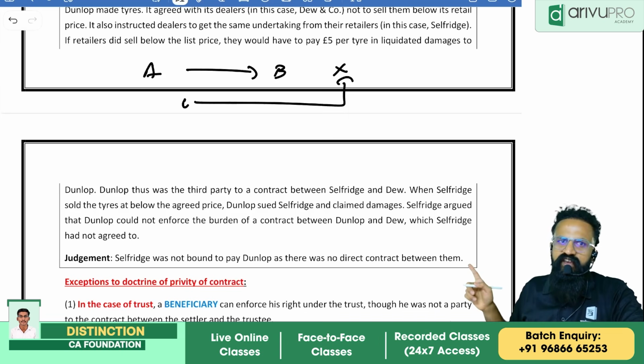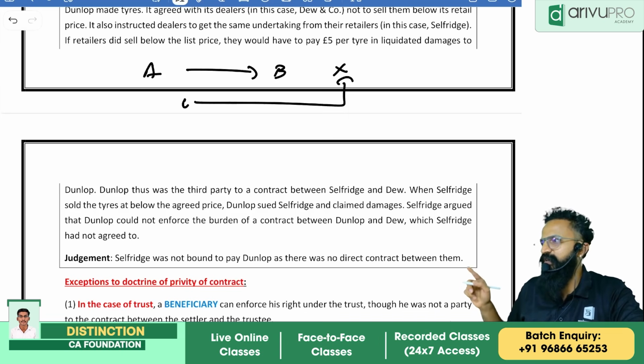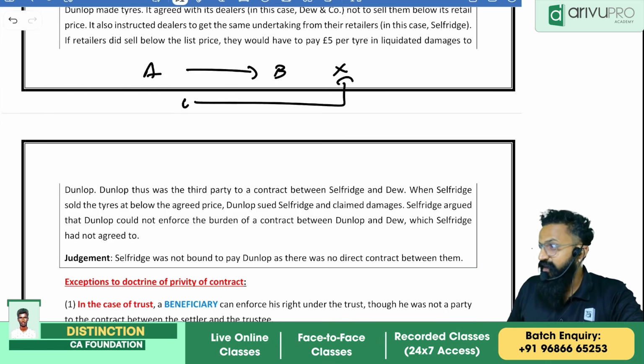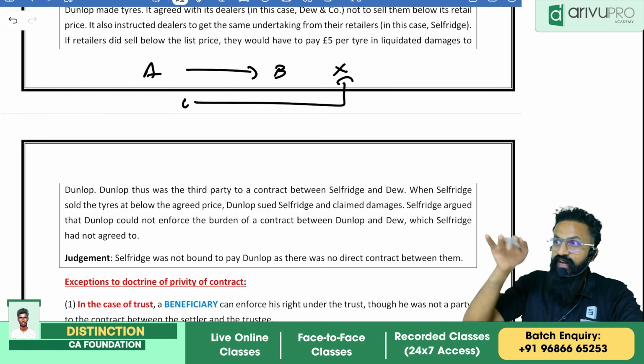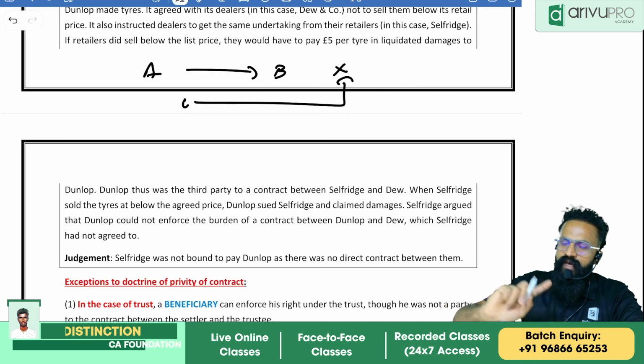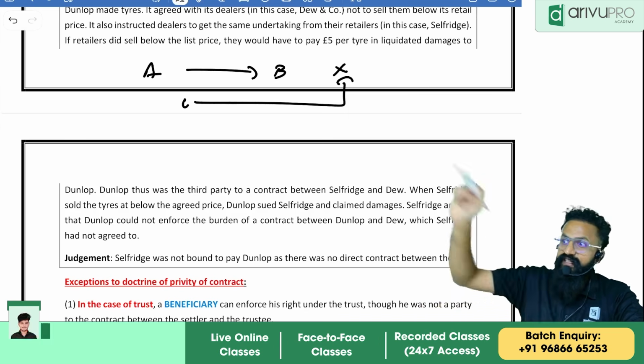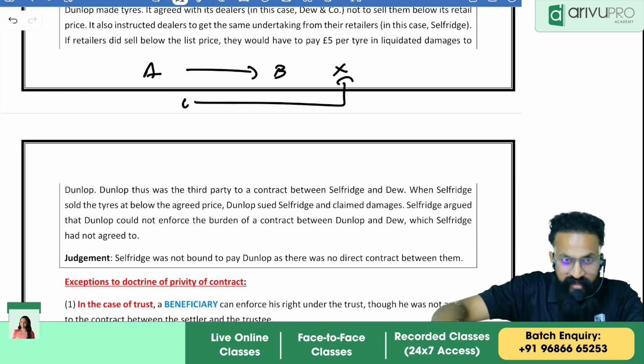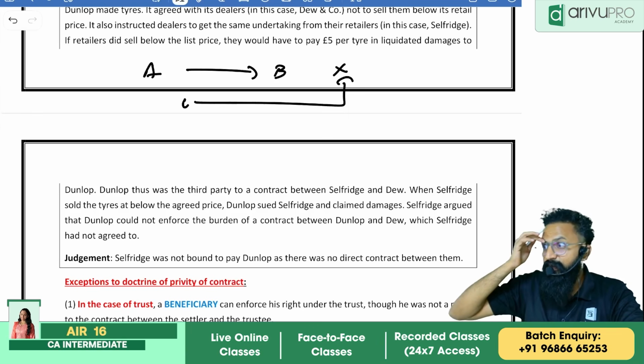This was seen in the case law Dunlop Pneumatic Tyre versus Selfridge. Dunlop Pneumatic Tyre. You're not supposed to sell the tire for less than a particular price. This condition was told to the manufacturer by the wholesaler. The wholesaler also told it to the retailer, but the retailer sold it for a price lesser than the agreed price.